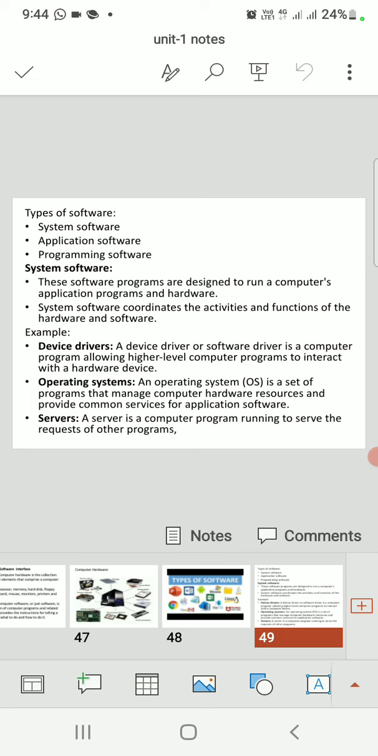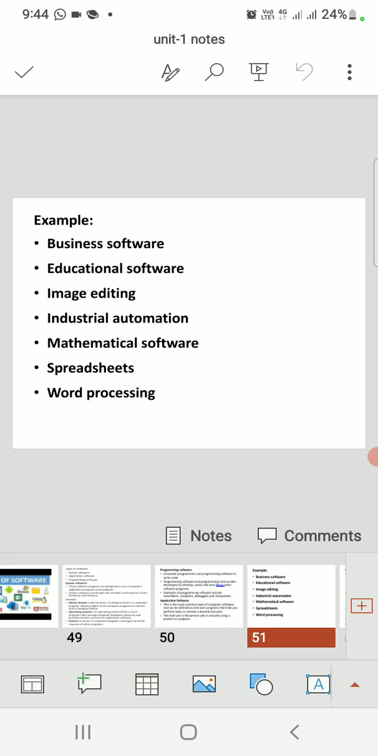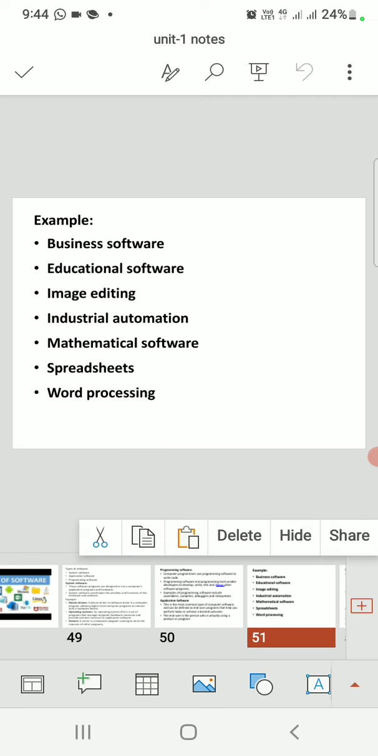Application software depends upon the user's need. We download the applications and store them in the system. Programming software is for developing and creating programs using programming tools, not only for writing programs, and testing operations are also possible with programming software. These are the places where we use business software, educational software, image editing, industrial automation, mathematical software, spreadsheets and word processors.